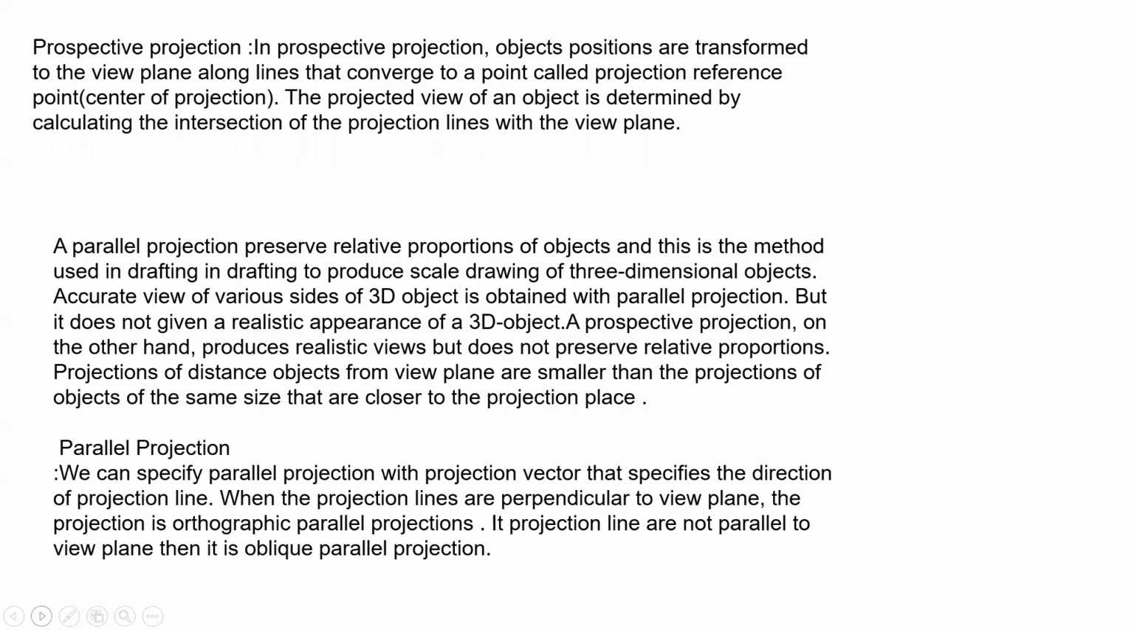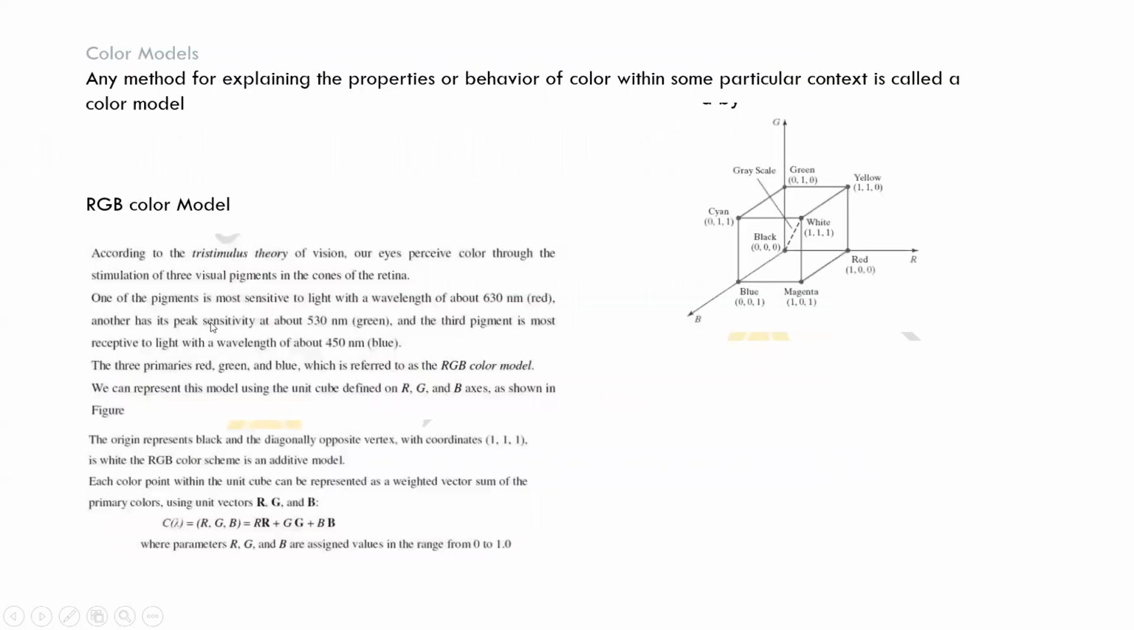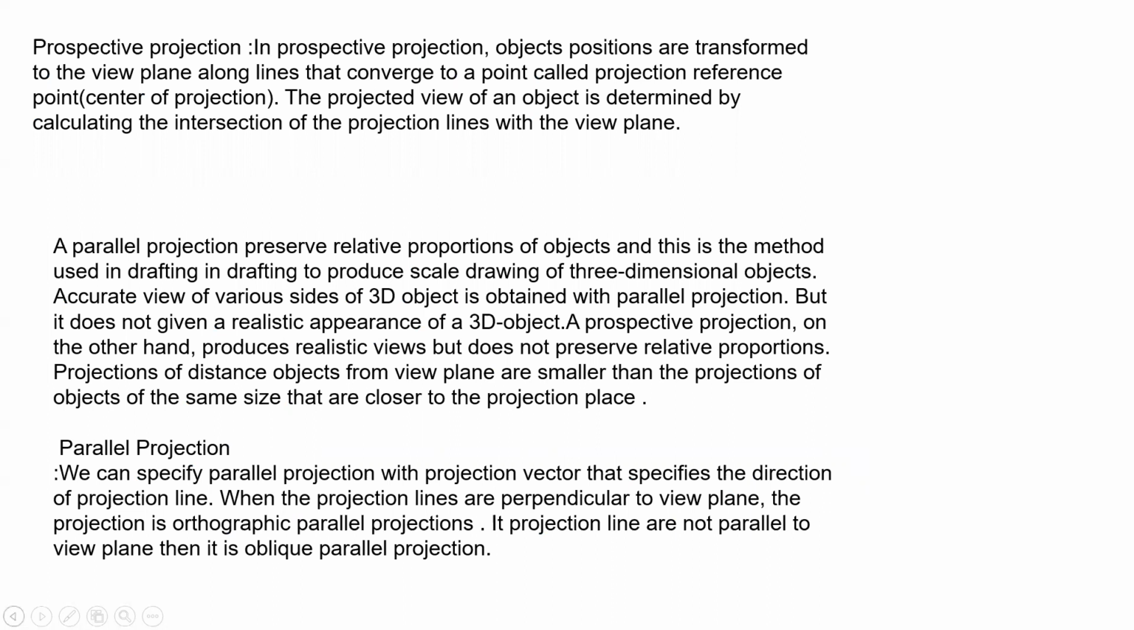Next one is the perspective projection. So in this perspective projection, the lines will be transformed into the view plane along the lines that converge to a point called the projection reference point. So this projected view of an object will be determined by calculating the intersection of the projection lines with the view plane.